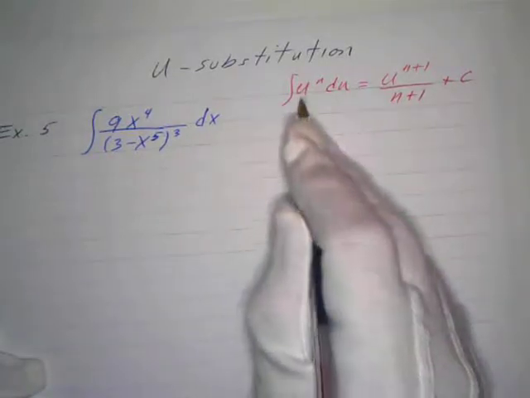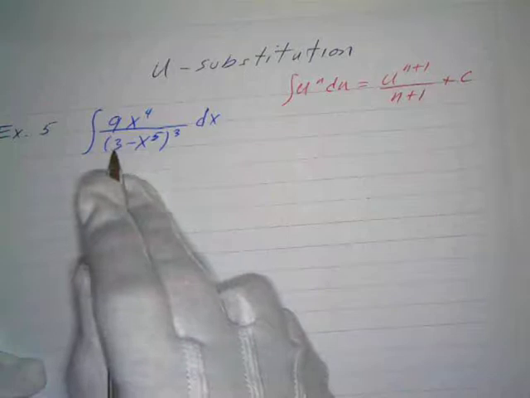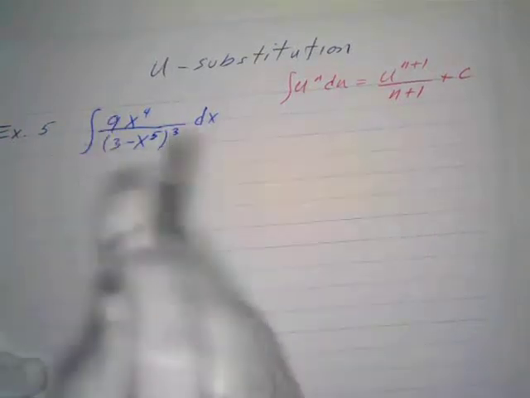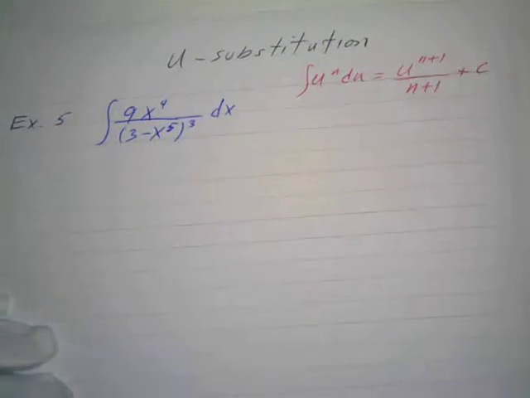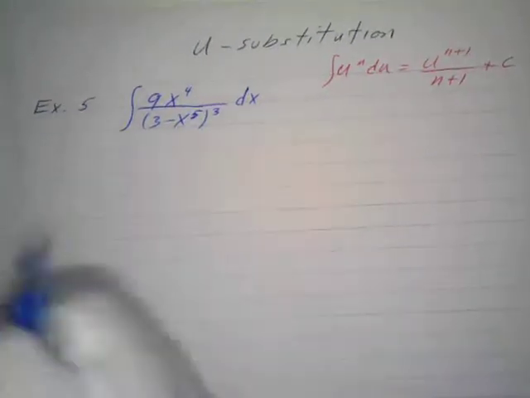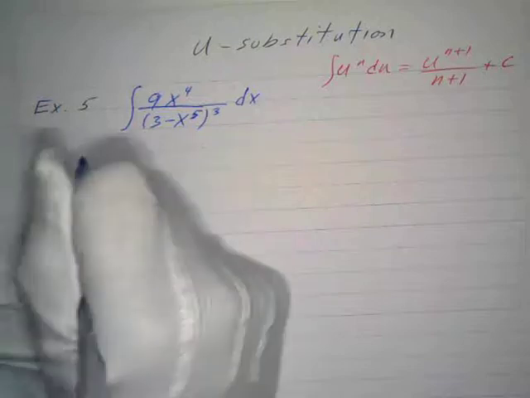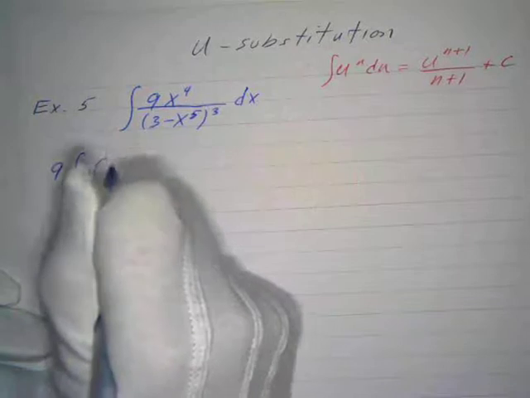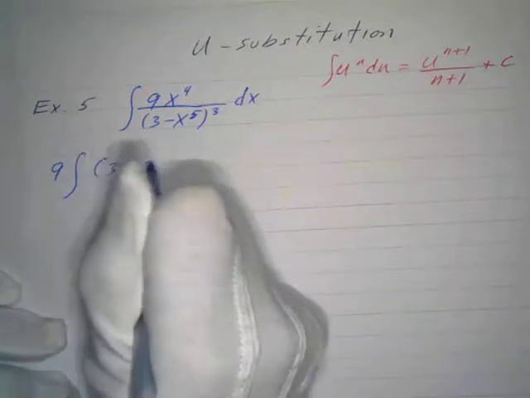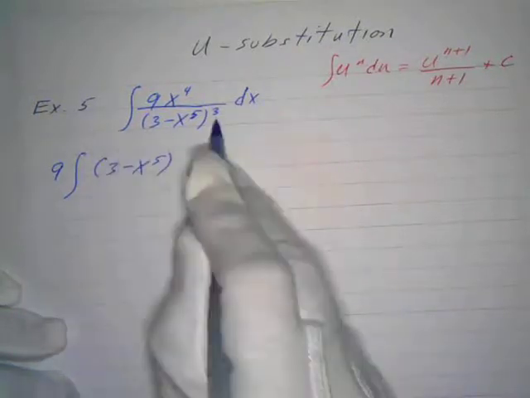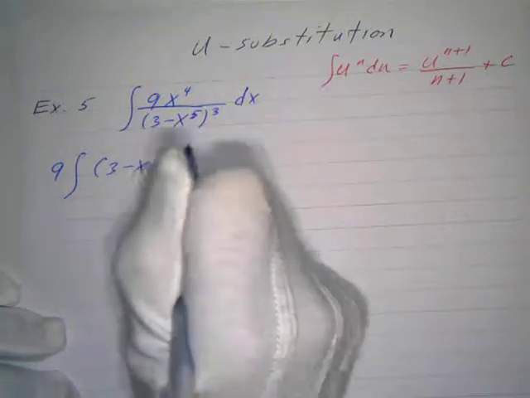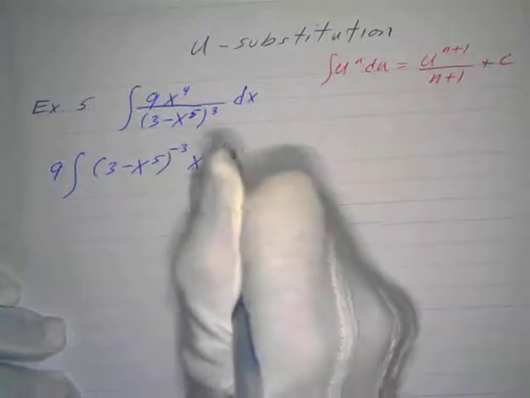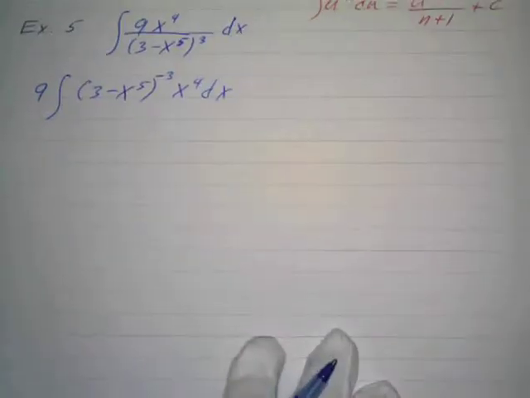So let's try to get this in that form. We have the u to the n in the numerator. We've got something that's raised to a power in the denominator, so we're going to move this up. And we've got a constant here, and it's always a little bit better to get that constant out in front. So I've got 9 times the integral, and I'm going to move this upstairs. So I'm going to have 3 minus x to the fifth. But if we move it up, what do we do with the exponent? We make that negative 3. And then we've got our x to the fourth dx.